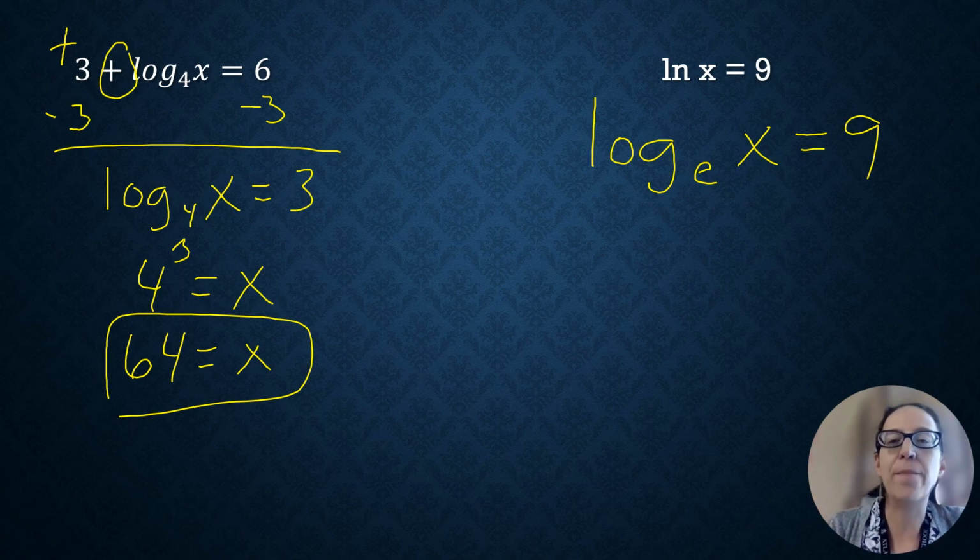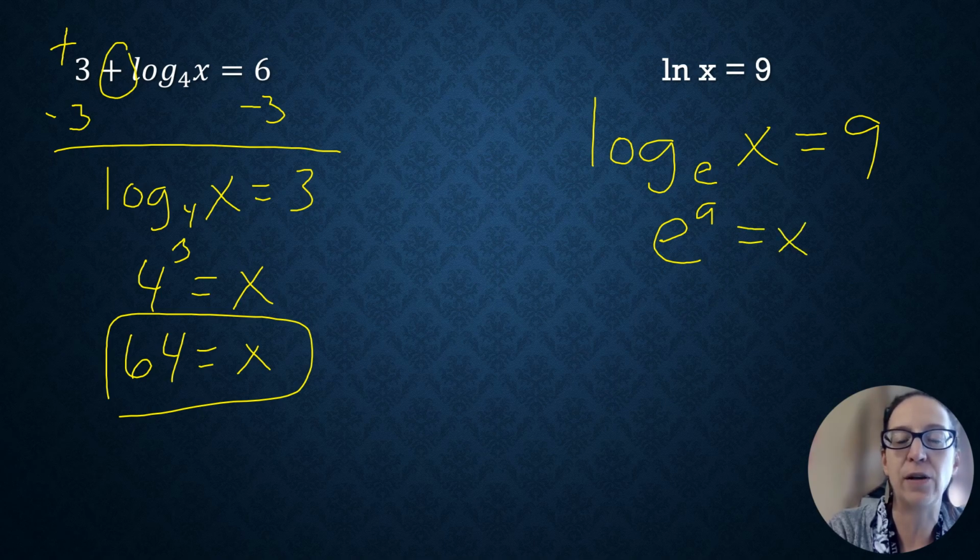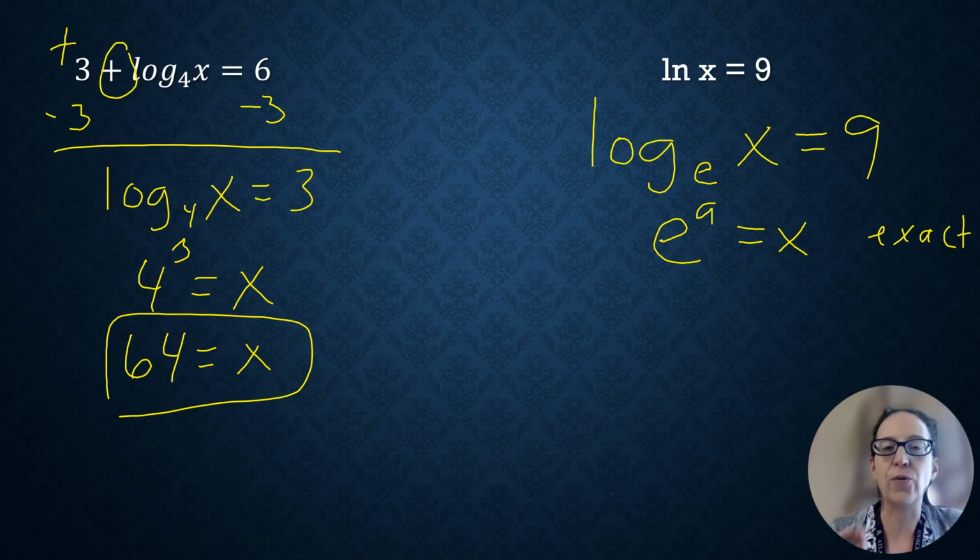You don't have to do that, but now I can see this is e to the 9th power is equal to x. Now that is what we call an exact answer. Okay, e to the 9th power. So if you are asked for the exact answer, that's where you're going to stop.